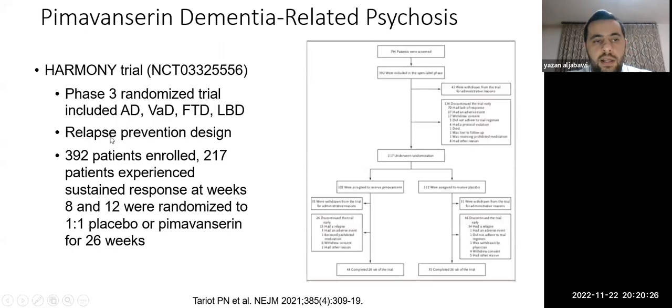Now we have another clinical trial called the Harmony trial that tested pimavanserin in dementia-related psychosis. It was a randomized clinical trial that included patients with Alzheimer's disease, vascular dementia, frontotemporal dementia, and Lewy body dementia. It has a relapse prevention design. 392 patients were enrolled, with 217 patients experiencing sustained response at weeks 8 and 12, and they were randomized 1-to-1 to placebo or pimavanserin for 26 weeks.